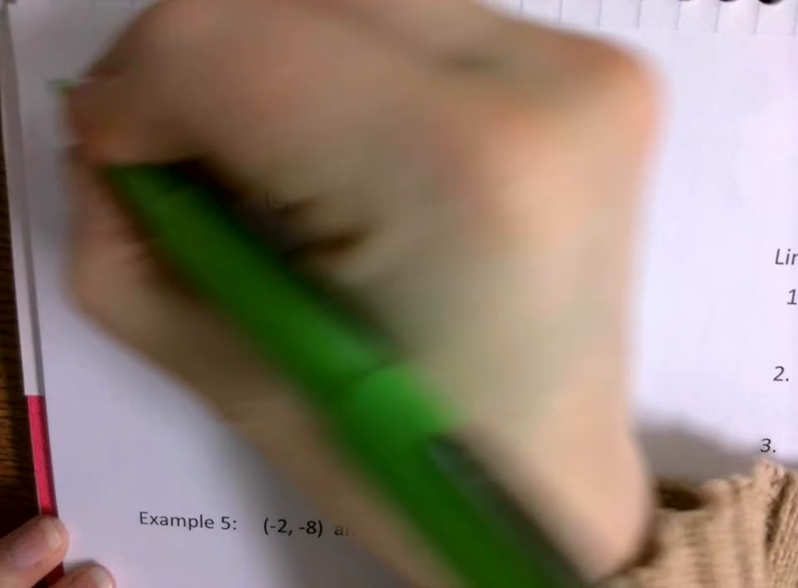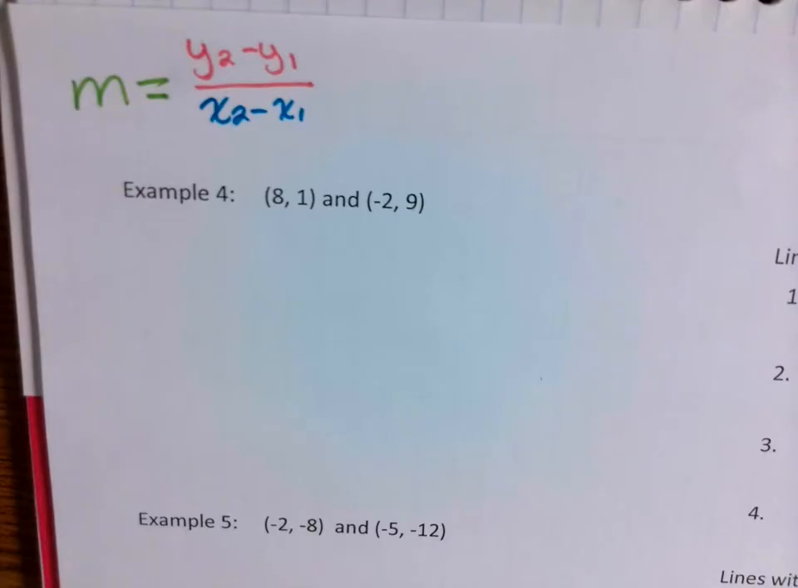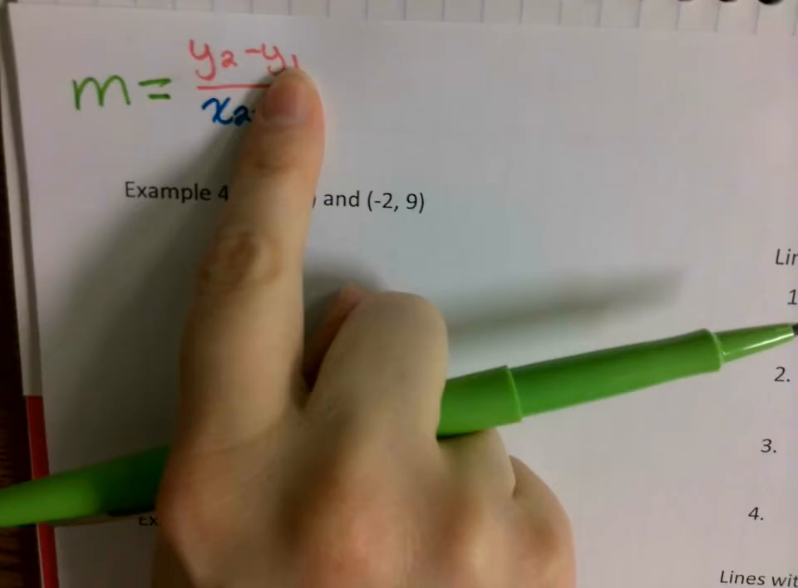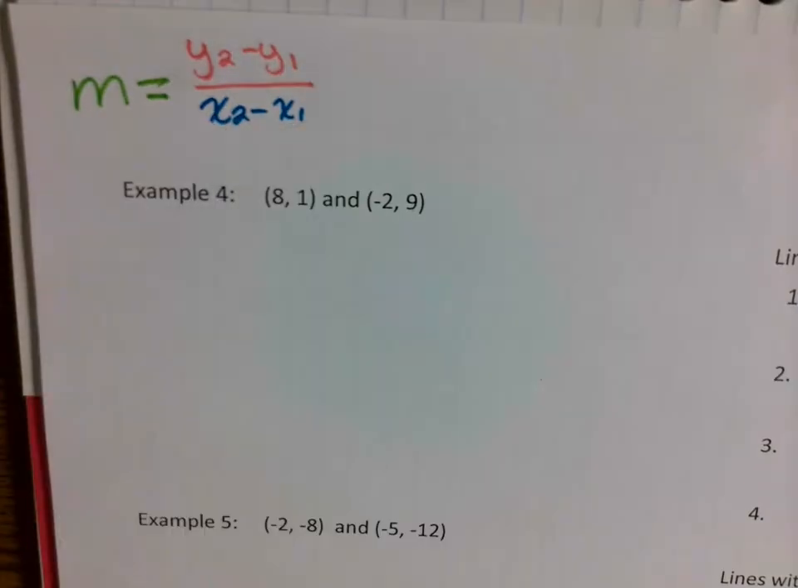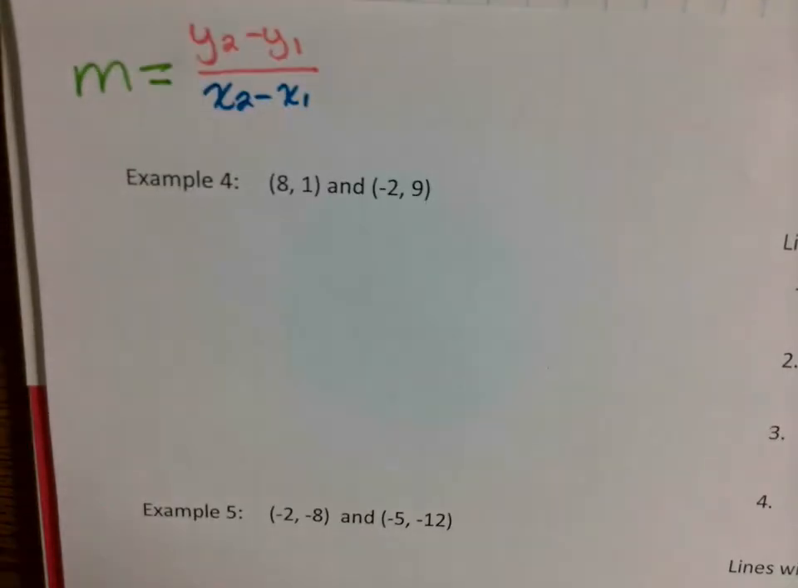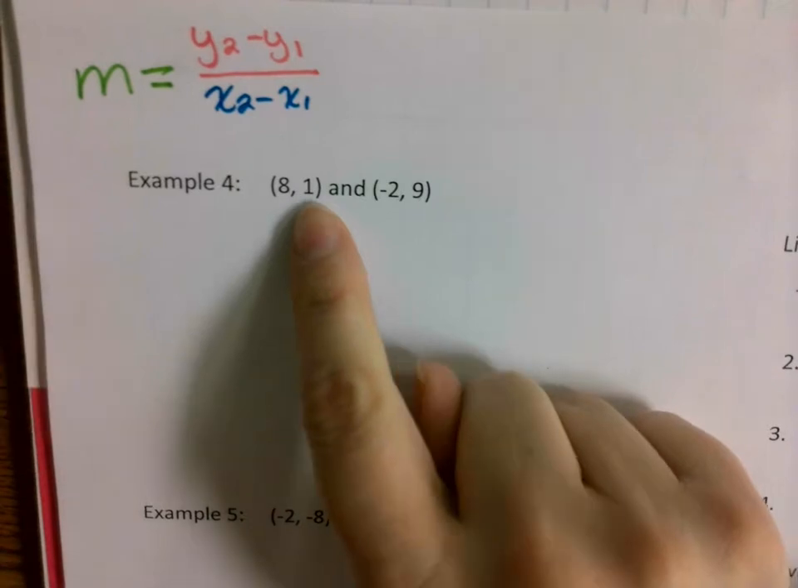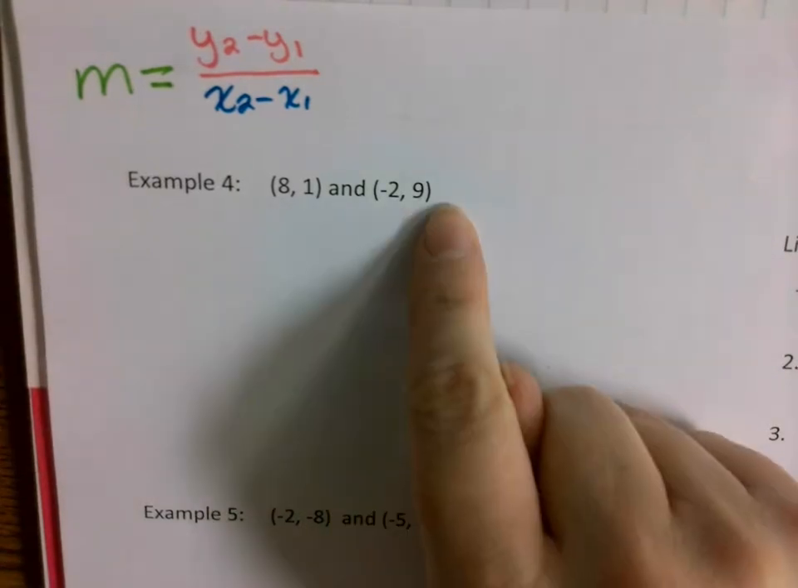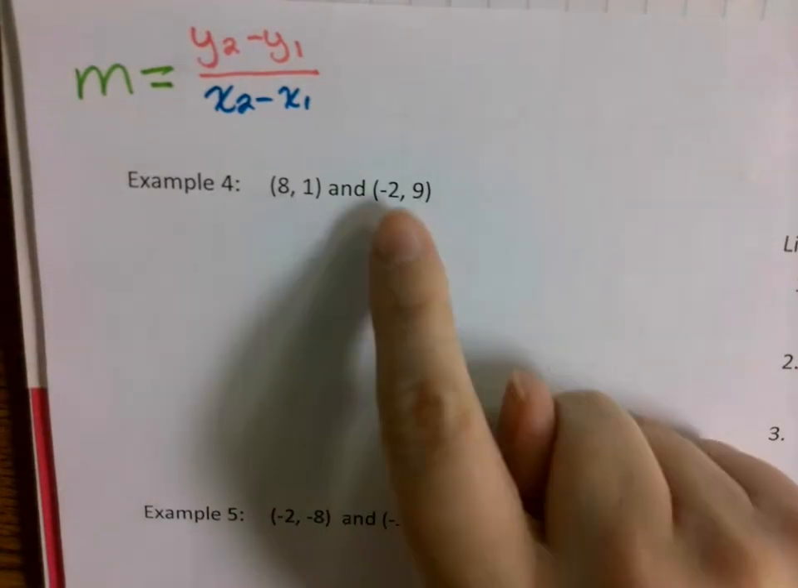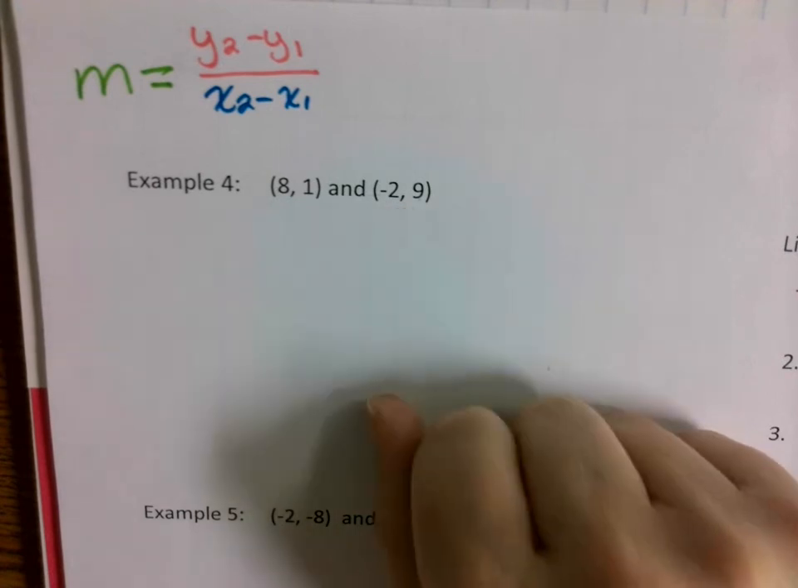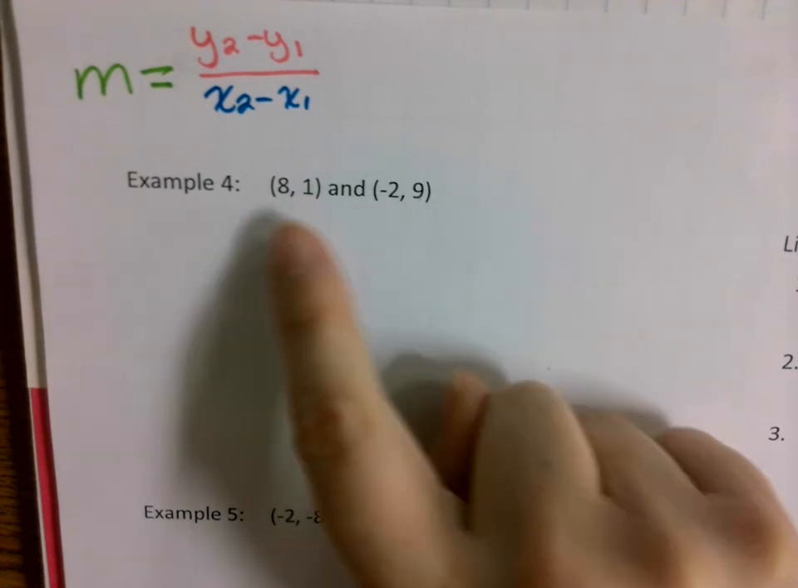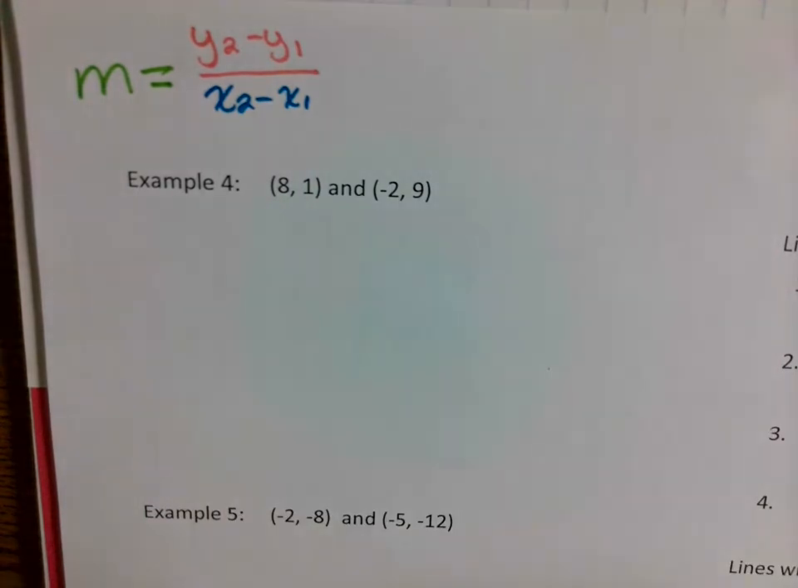M will be equivalent to subtraction of your y's over the subtraction of your x's. It does not matter which points you put first and which point you put second, as long as you are being consistent. If I put 1 minus 9, I have to put 8 minus negative 2. I can't do 1 minus 9 and then negative 2 minus 8. I have to be consistent with the order that I'm going in, okay?